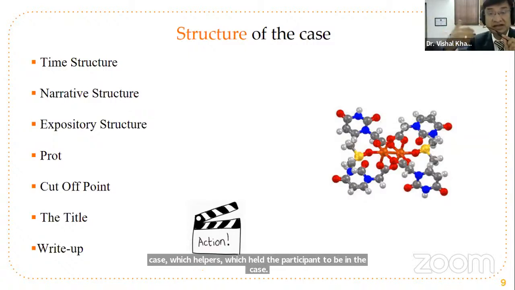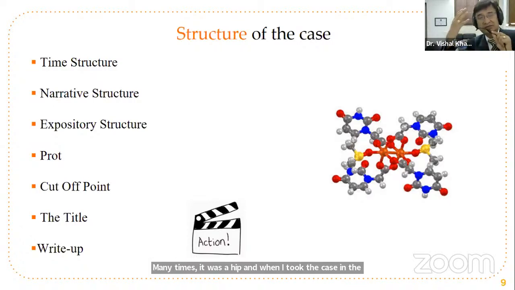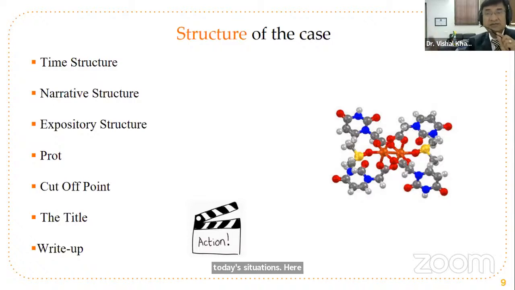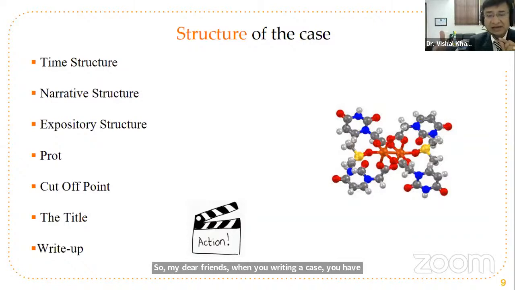Many times it happened when I took a case in the class. It was the case of, for example, 2001, or it was the case of 1994. When I'm discussing in the class, if I forgot, or if the time is not mentioned in the case, then the students give answers for today's situation, saying it is better to use social media for marketing. But in 1992 or 1994, social media was not available, so whatever solution the participants recommend is not applicable. So my dear friends, when you're writing a case, you have to mention the time structure.